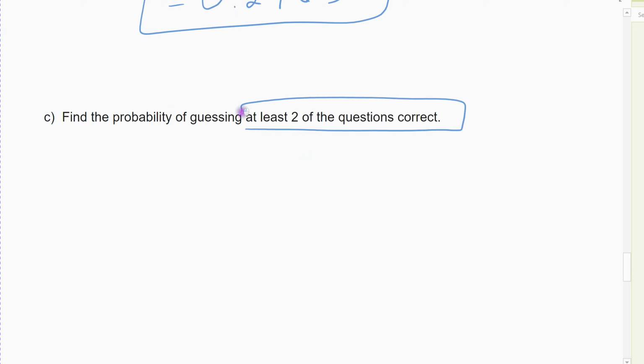Alright, probability of guessing at least 2. The binomial case with the "at least 2" is almost a staple on every final exam for the binomial case. Alright, so probability you get at least 2.